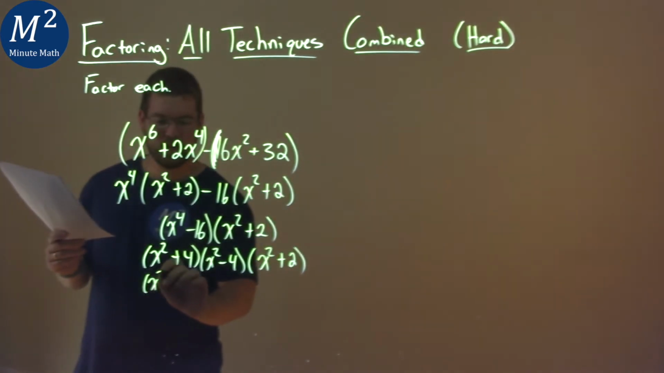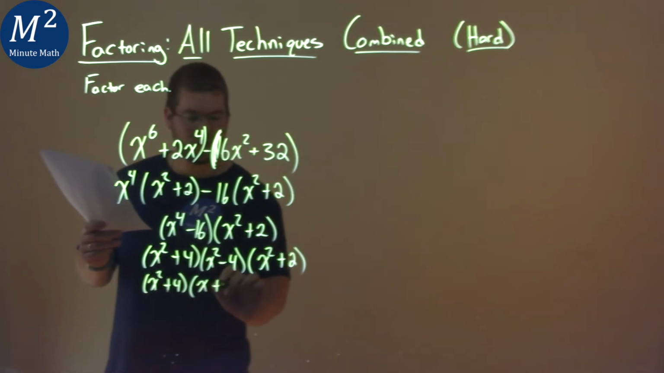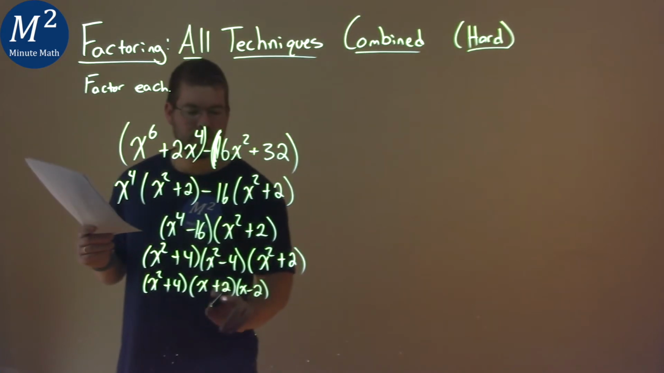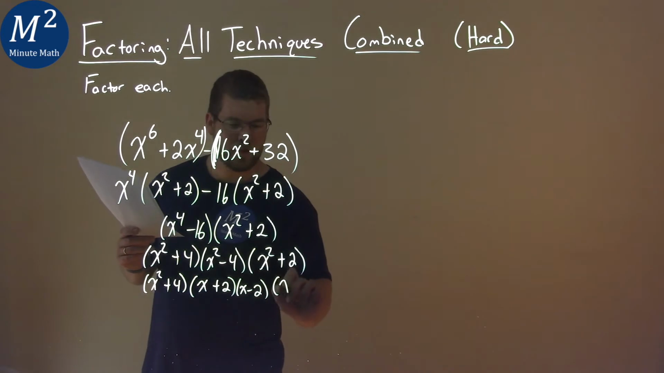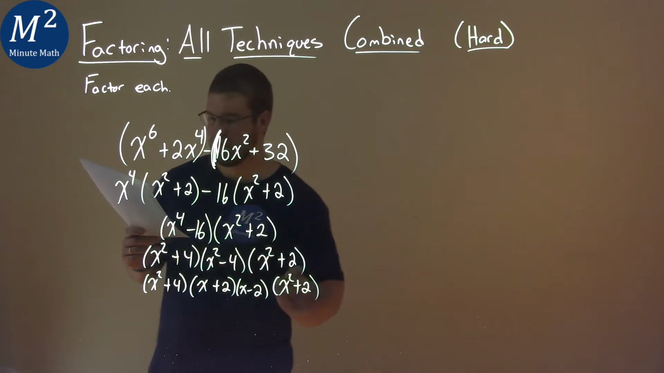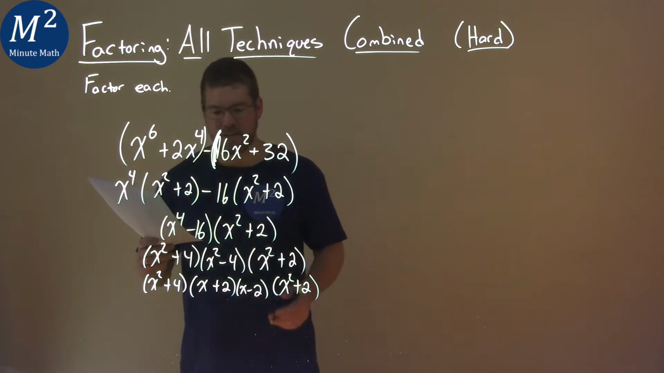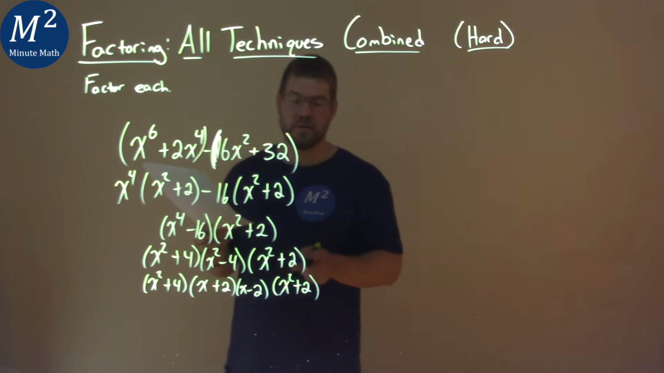So we have an x squared plus 4 that comes down, and x squared minus 4 is an x plus 2, same idea, x minus 2. Negative 2 times 2 is negative 4. Add them together, we get 0 there. And then we bring down the x squared plus 2. So after all that, our final answer here is x squared plus 4 times x plus 2 times x minus 2 times x squared plus 2.